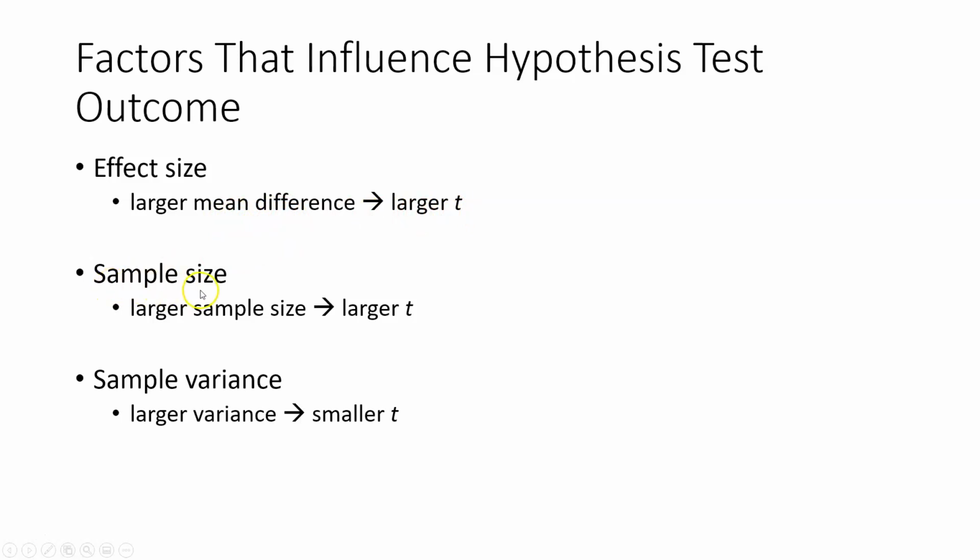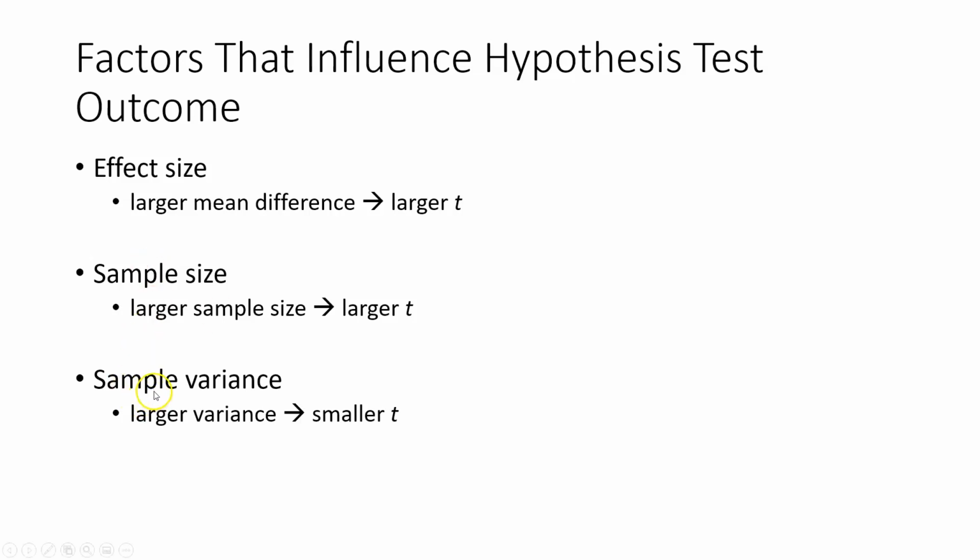The sample size can also influence the size of your t. If you have a larger sample size, that means a larger t. Remember why? Because if you have larger sample sizes, your sampling distributions are narrower, and it's easier to tell the difference between two sampling distributions that are narrow than two sampling distributions that are wide and overlapping.